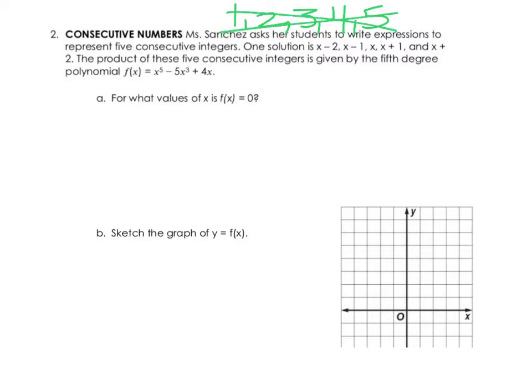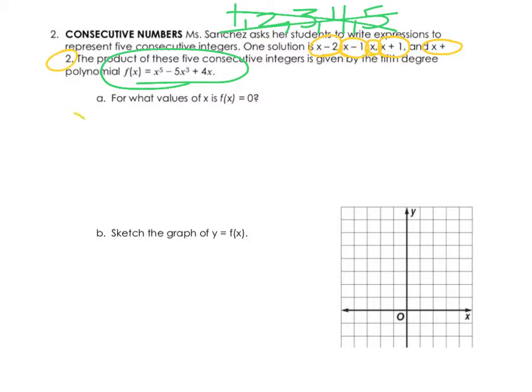So the product of these 5 consecutive integers is given by the 5th degree polynomial, f of x equals x to the 5th minus 5x to the 3rd plus 4x. Part A is asking for what values of x is f of x equal 0. So how we would solve this is we're looking for what values of x does our function equal 0. So what we want to do is set each of our factors, all 5 factors here, equal to 0.